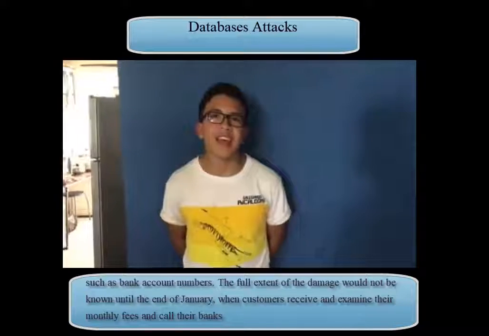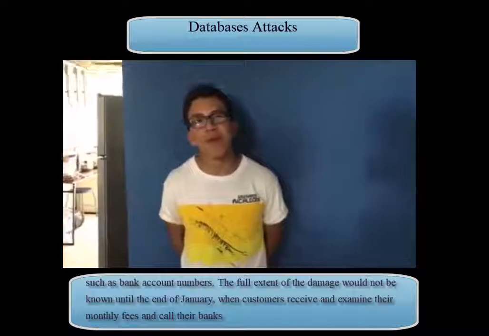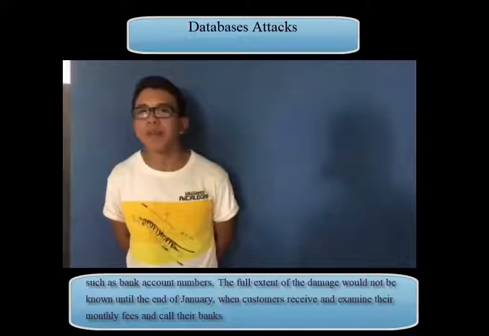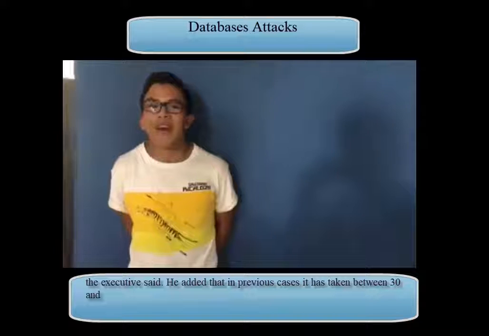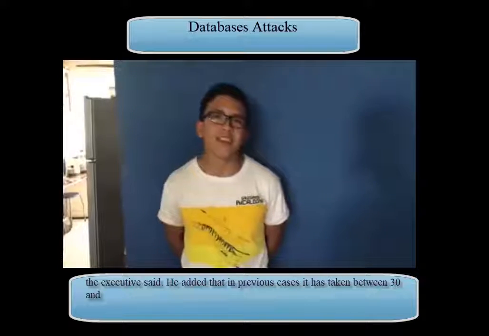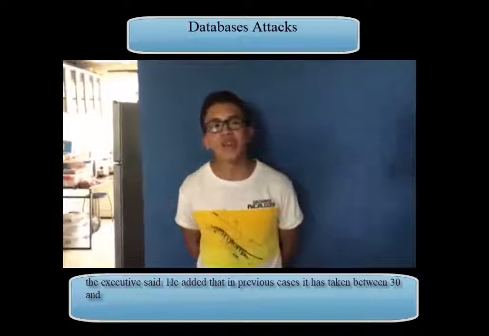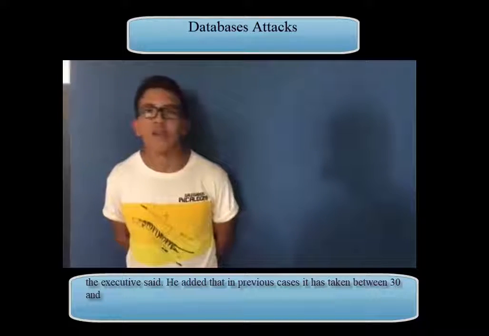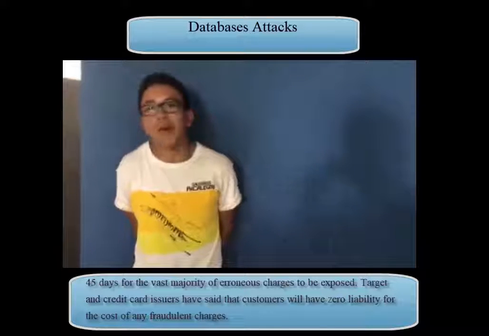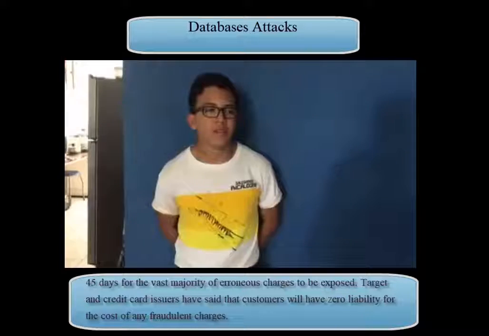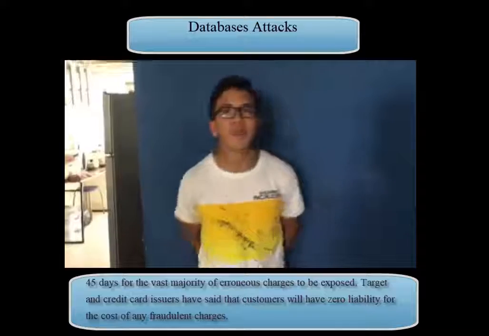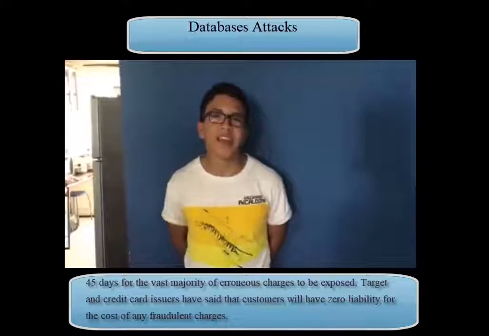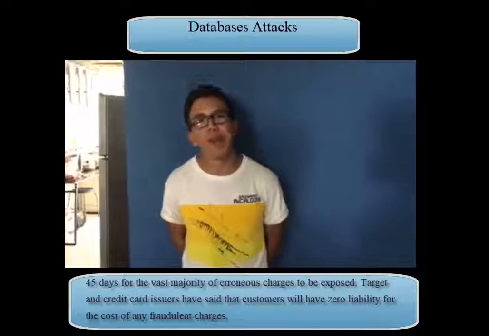The full extent of the damage will not be known until the end of January, when customers receive and examine their monthly statements and call their banks. The executive adds that in previous cases it has taken between 30 and 45 days for the vast majority of erroneous charges to be exposed. Target and credit card issuers have said that customers will have zero liability for the cost of any fraudulent charge.